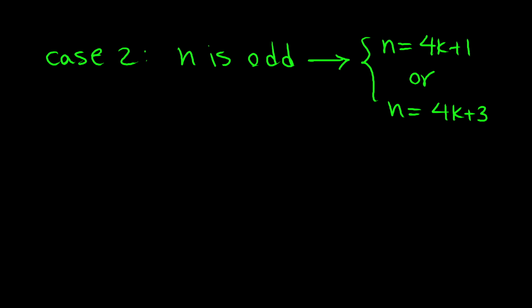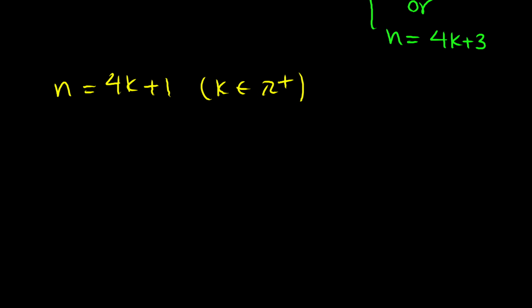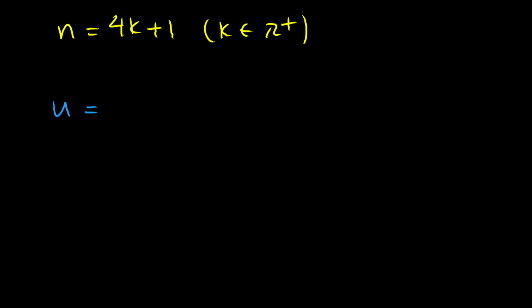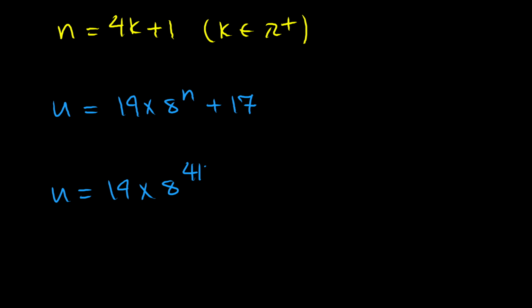So basically, we have two cases in the second case. And now we're going to take a look at the first one, where n equals 4k plus 1, where k is a positive integer. Notice that our number u is equal to 19 times 8 to the power of n plus 17. Therefore, if I replace n with 4k plus 1, u equals 19 times 8 to the power of 4k plus 1 plus 17. Next, let's break 19 into 13 plus 6.